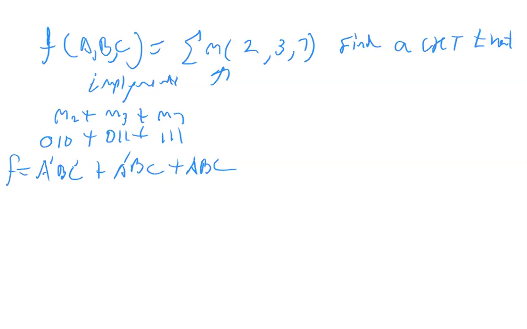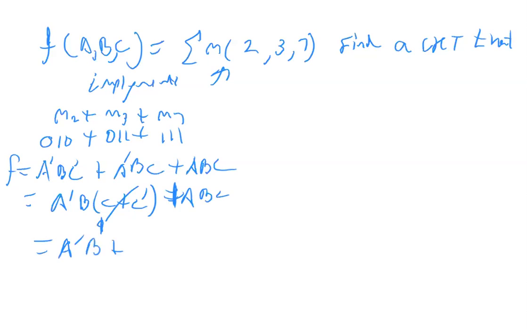Well, let's assume for the moment that we want to simplify. A prime times B times, well, let's see now, C or C prime is equal to 1. Oops, sorry, plus ABC is equal to F. So this part goes to 0, or goes to 1 actually. And so now I have A'B or ABC. So I was able to come up with a little bit of a simplification. We got rid of one of the terms.